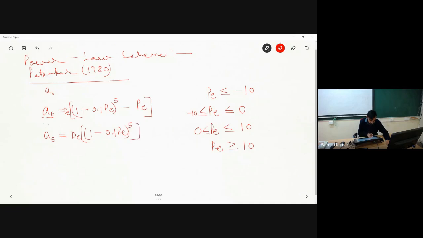Okay, and when this Peclet number is greater than 10, under this condition, it is considered that we have nothing but the upwind differencing scheme, neglecting the diffusion. So in this case, it will be simply equal to FE. And here, when it is less than -10, what will be the value of the coefficient? Once again, it will be FE, but with a minus sign.